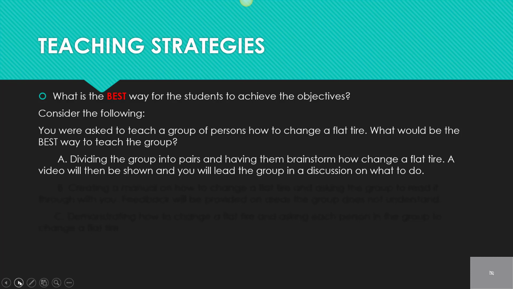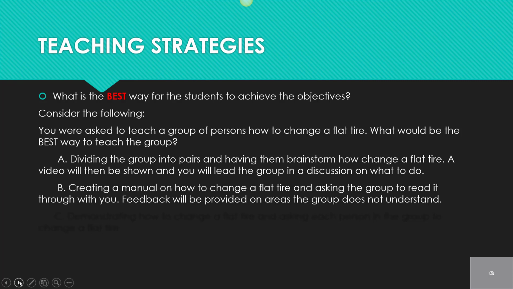Let's look at B. All right, creating a manual on how to change a flat tire and asking the group to read it through with you. And then you provide feedback on areas that the group does not understand. Again, similar to what can happen in class, where instead of a manual, you use a textbook. Children do some reading, and then you provide feedback on areas that they don't understand. You may use some questioning in here, so I can see as well what strategies are going to be used with this one.